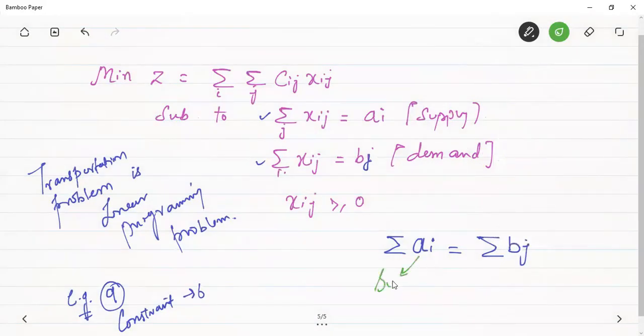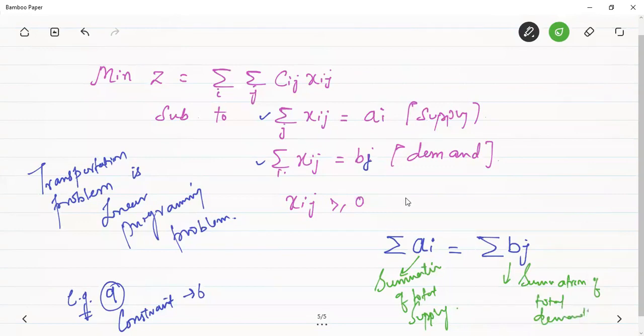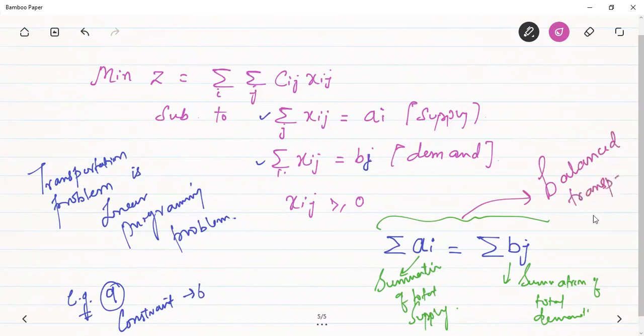This is the summation of total supply, and this is the summation of total demand. If this condition arises, then we can say that the transportation problem is a balanced transportation problem. And for the time being, we will deal with only such problems. It is a balanced transportation problem.